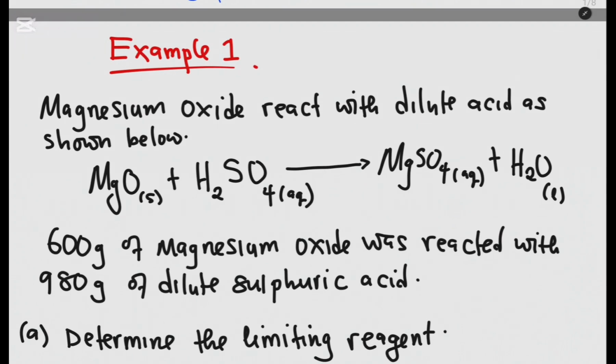So the question reads, magnesium oxide reacts with a dilute acid as shown below. I've just extracted this question from a past paper, so please make sure that you follow keenly, because this is how the question comes. Magnesium oxide reacts with a dilute acid as shown below. As you can see, the chemical equation.